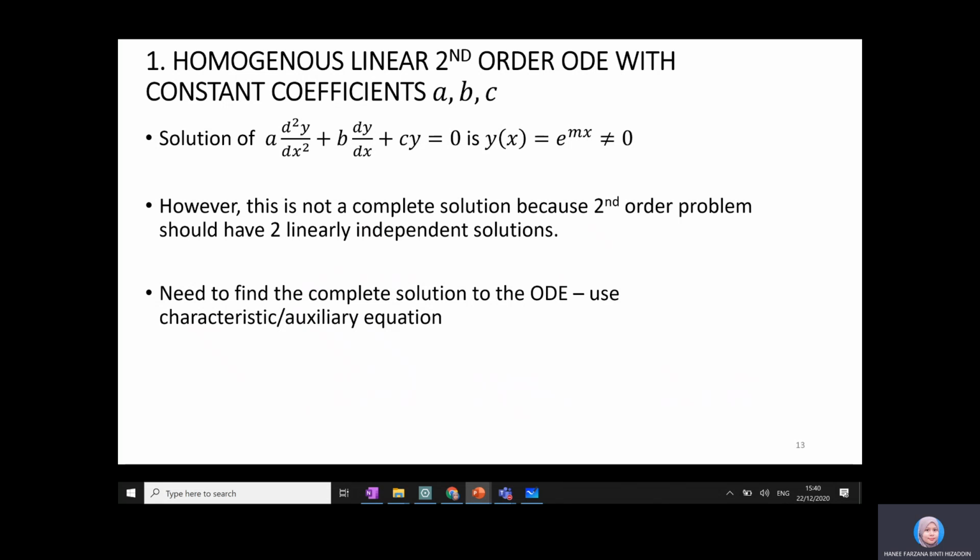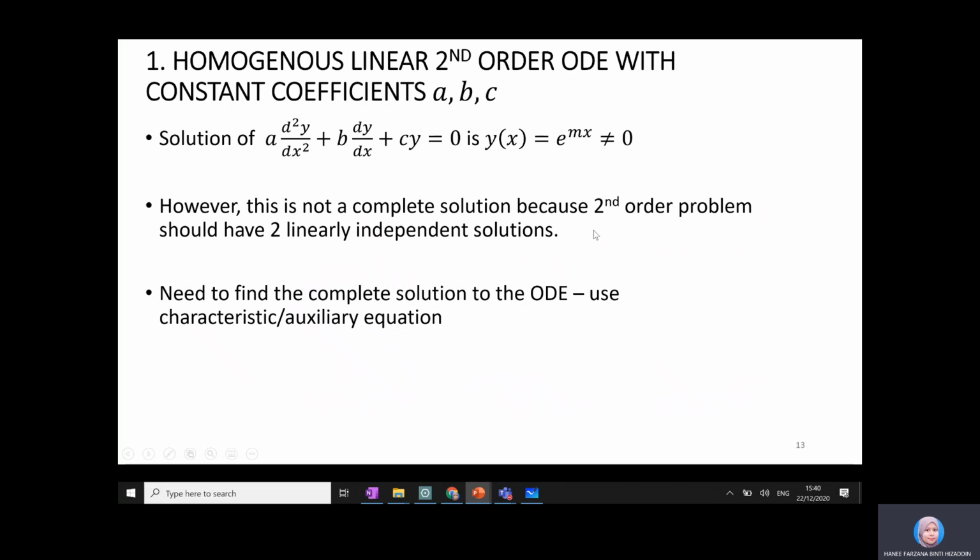Okay, so let's go through the first one, which is the homogeneous linear second order ODE with constant coefficients A, B, and C. So mathematicians and scientists through these years have already found that the general solution to this kind of ODE, where A times d2y dx squared plus B times dy dx plus Cy equals 0 because it's homogeneous, is y of x, y as a function of x, equal to exponential of mx, and this one cannot be equal to 0.